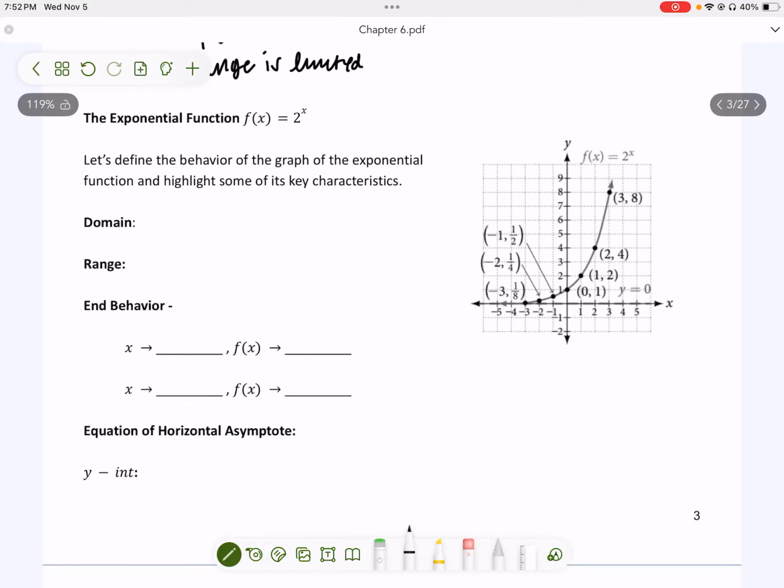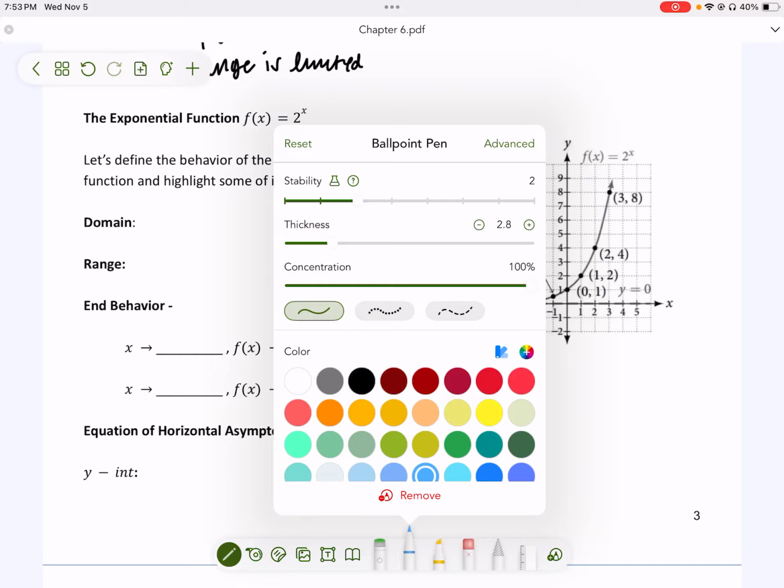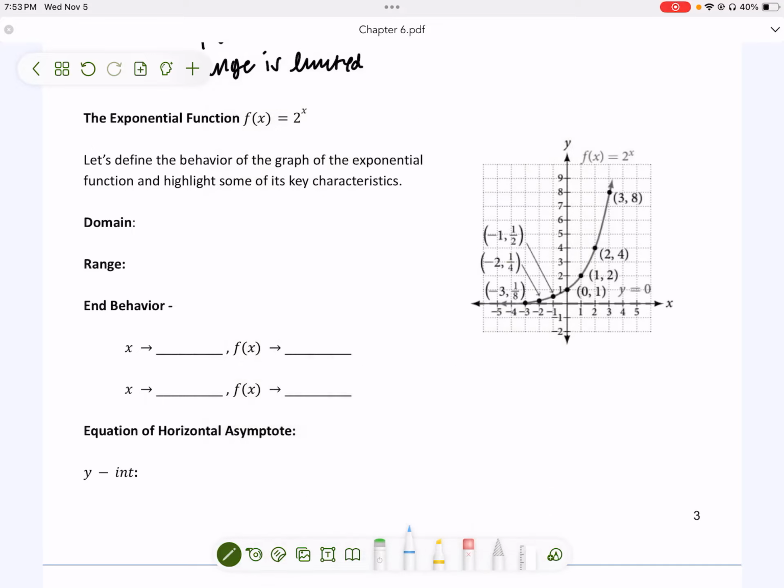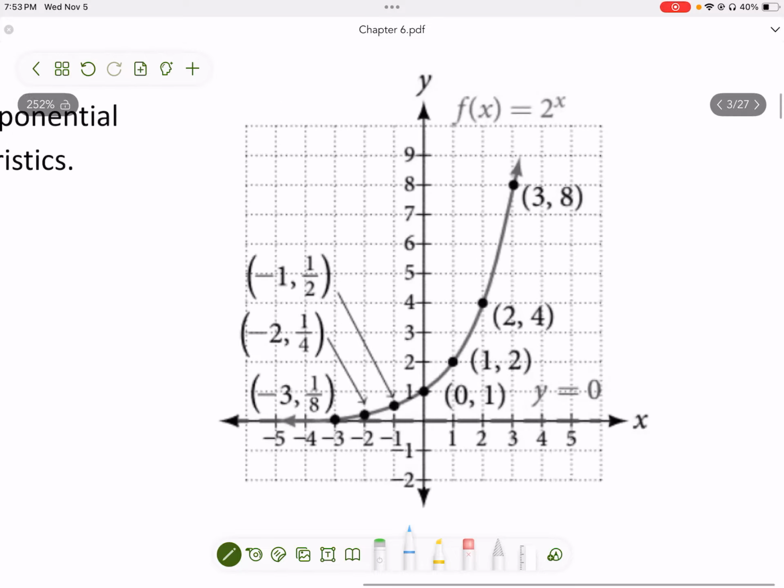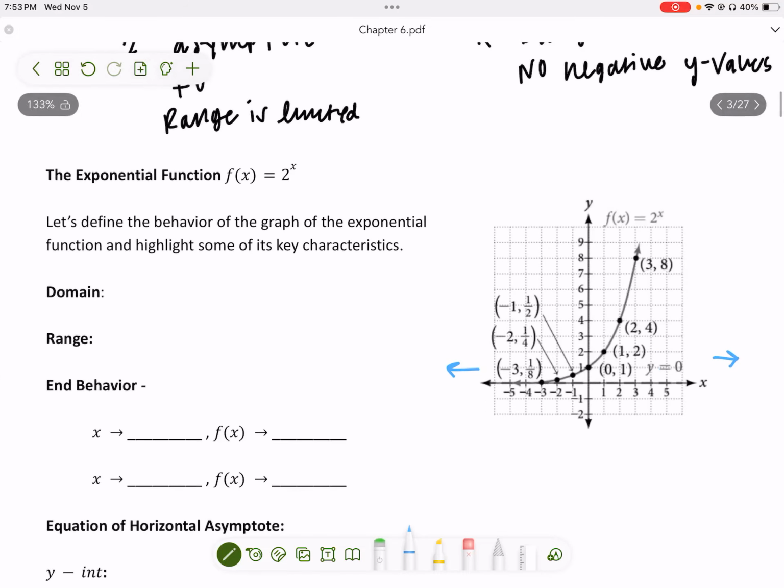Let's look at what the graph of an exponential is going to look like. We've already graphed it. Now we're going to talk about some of the important features of that graph, starting with domain and range. We talked about this back in chapter 3. The domain is negative to positive infinity. It's going forever to the left and going forever to the right.